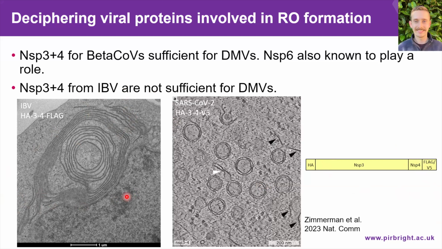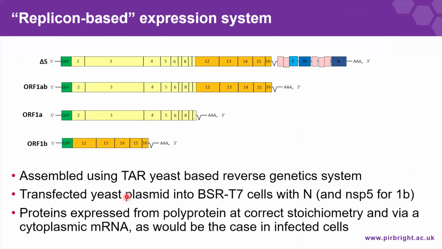So instead of adding more and more proteins to our transfection, we decided to take a slightly different approach to work out the minimal components for making the different replication organelle structures. So we have developed what we've called, for want of a better term, a replicon-based expression system. And here we are isolating the different regions of the genome to give us a pointer of where to look.